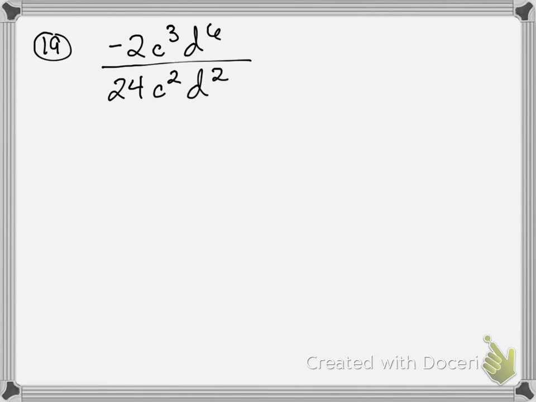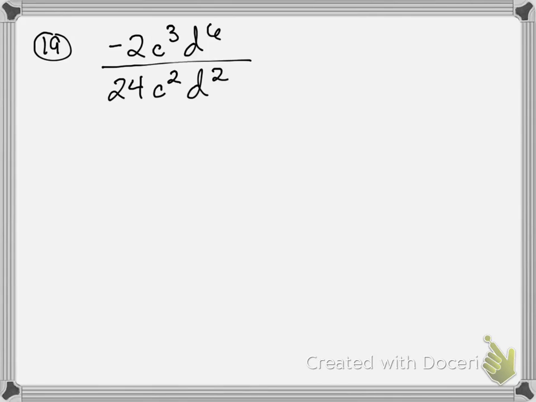All right, so we got 19. This is exponents. So we got negative 2c to the third, d to the sixth, all over 24c squared d to the second power.